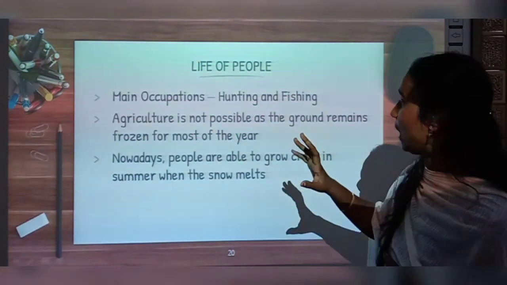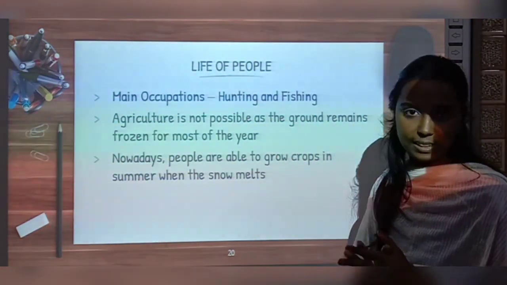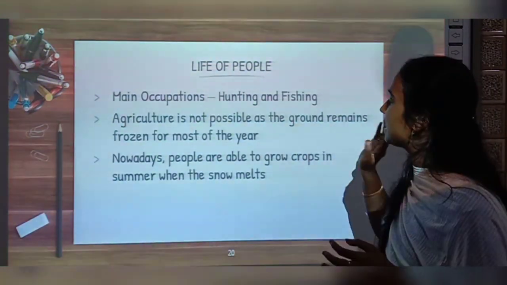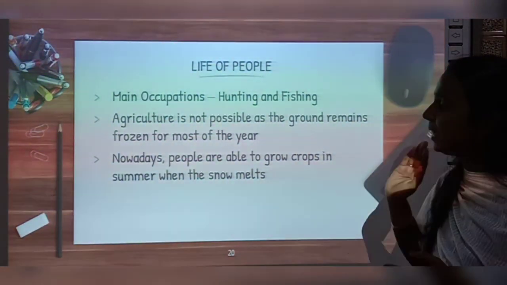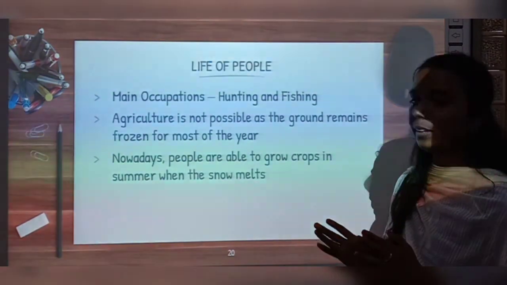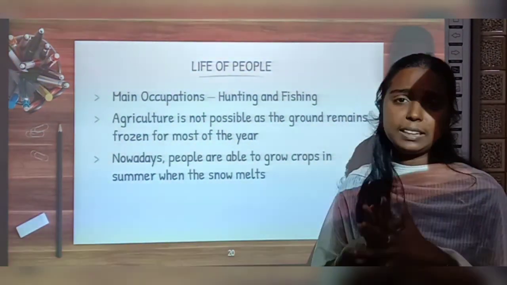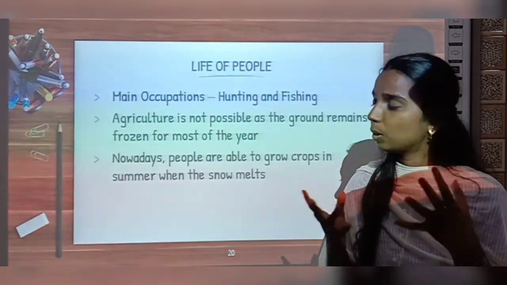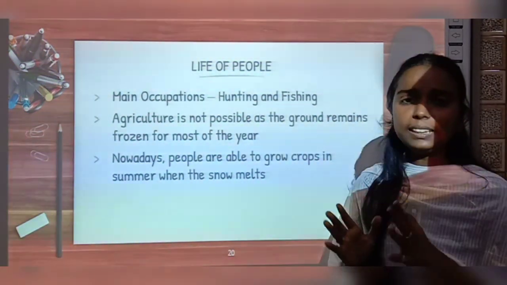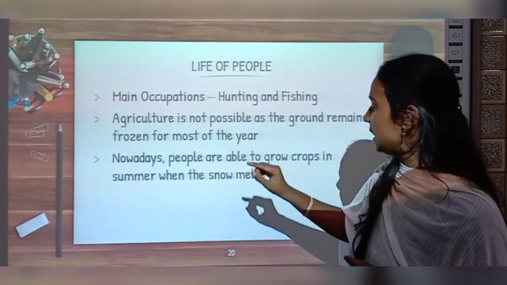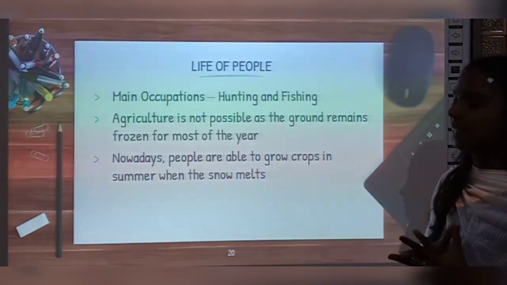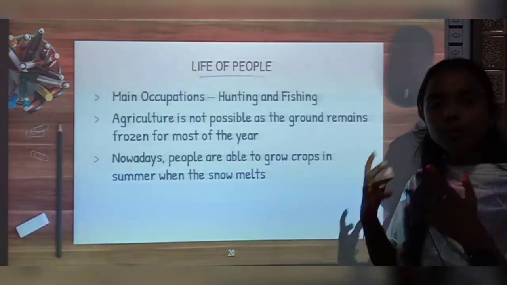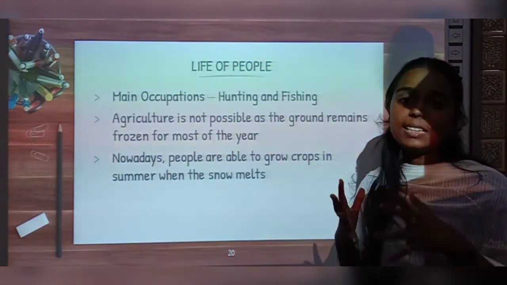And then see what are the main occupations? Hunting and fishing. Their main occupations are hunting and fishing. And agriculture is not possible as the ground remains frozen for most of the year. Okay. So winter season lasts for about 9 months, right? So at that time it is completely covered with snow. So agriculture is impossible here. Okay. But nowadays people are able to grow crops in summer when the snow melts.